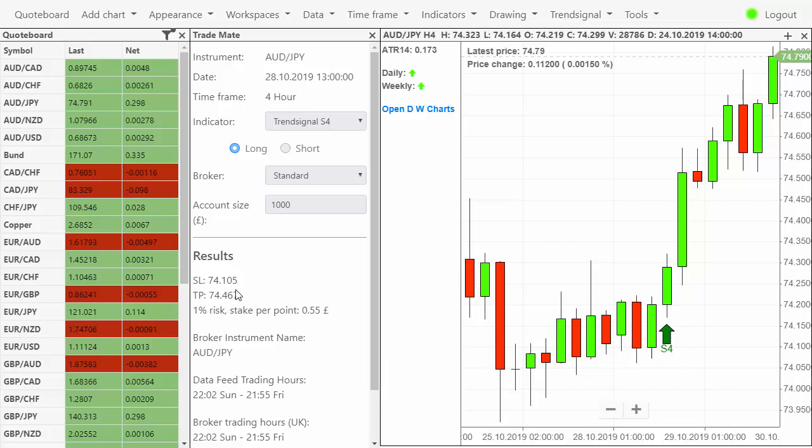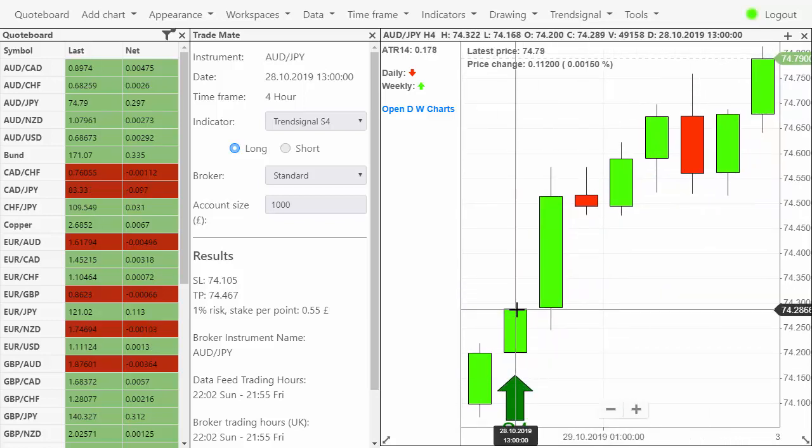So calculating that trade value, we can see a take profit of 74.467, and the close on the day was 74.289. So that gave us a profit of about 18 pips. Nothing extraordinary, but that's just one particular trade that took a few hours to really close out there. As I say, that one was about 18, 20 pips.